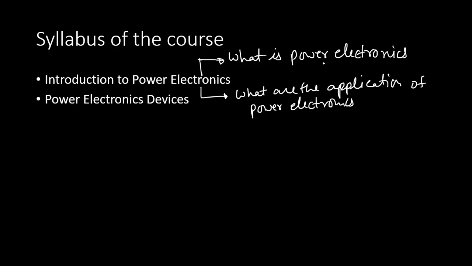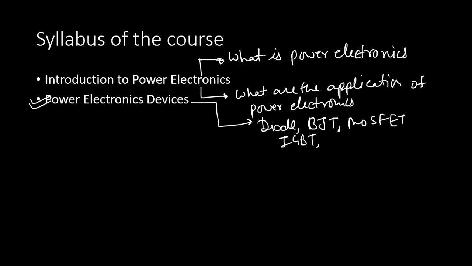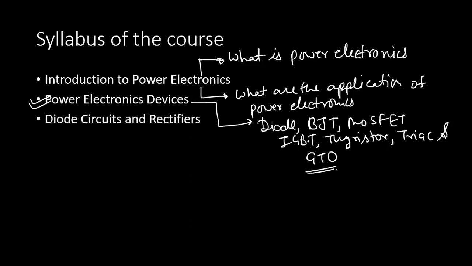Next, we'll see what are the different power electronic devices. In power electronic devices, mainly we will cover diode, BJT, MOSFET, IGBT, thyristor, triac, and GTO. After that, we'll see what are the different applications of these power electronic devices.